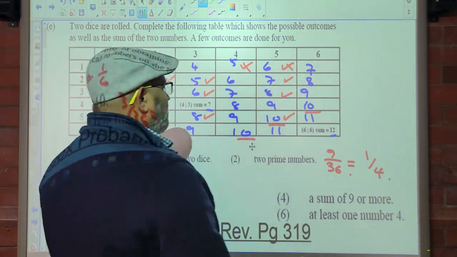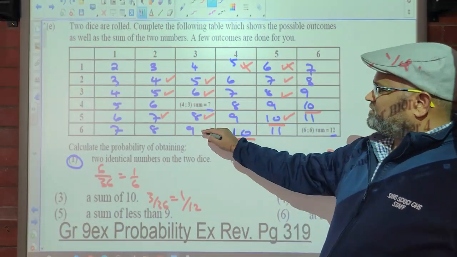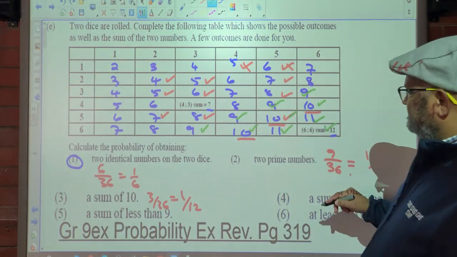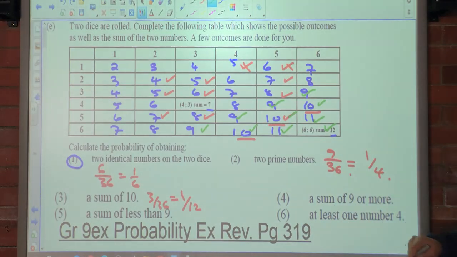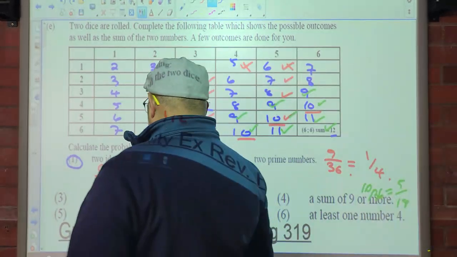The sum of 9 or more. 9 or more. So it's 1, 2, 3, 4, 5, 6, 7, 8, 9, 10. You all agree with that? So it will be 10 over 36, which is 5 over 18.